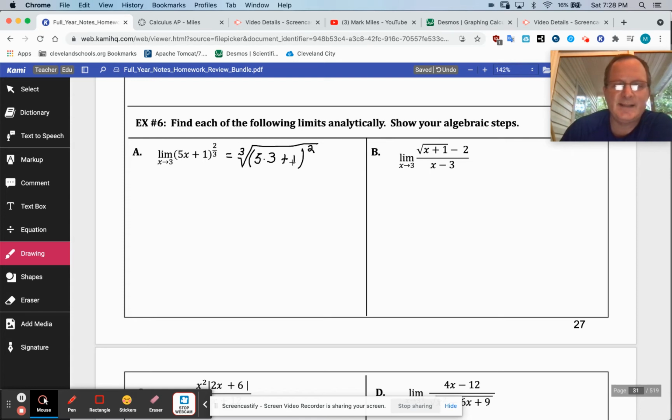So this is 16 squared, all right, so I'd have the cube root of 16 squared. What is that? The cube root of 256.